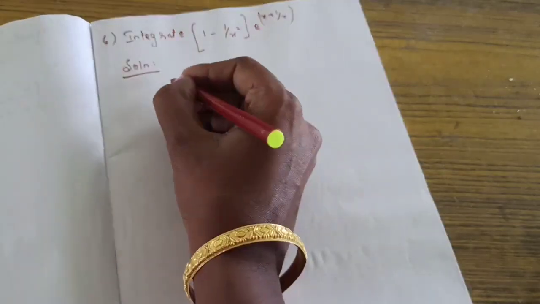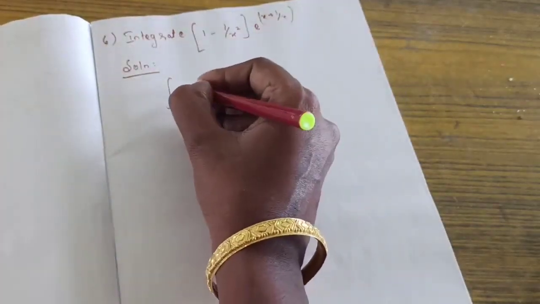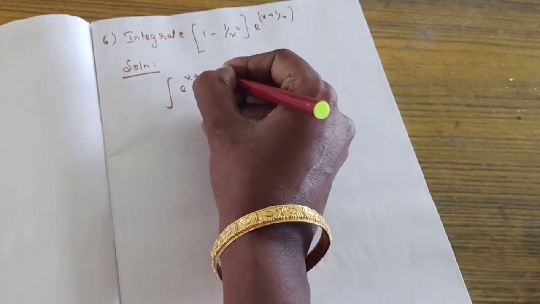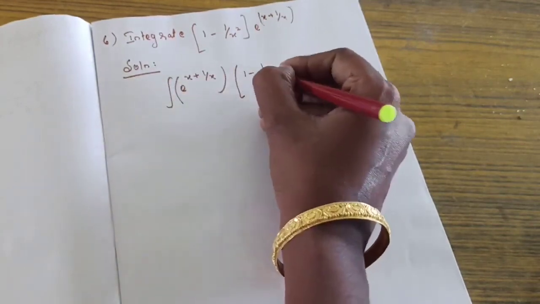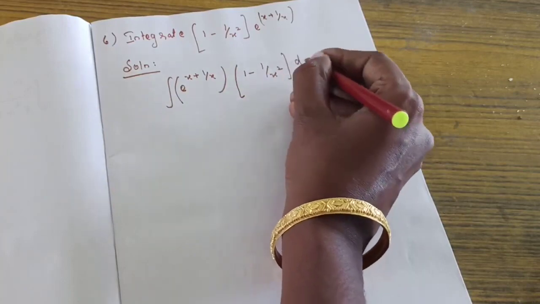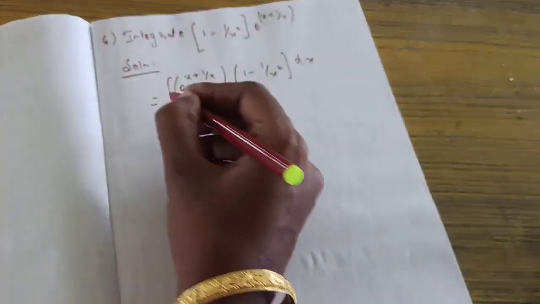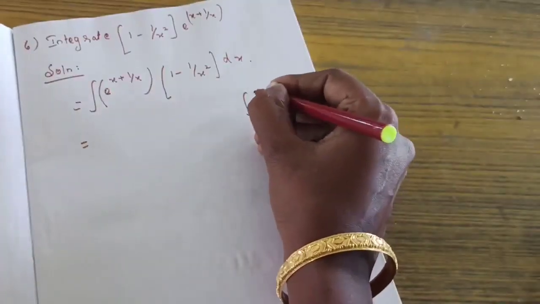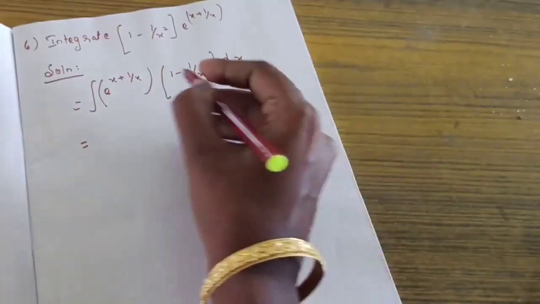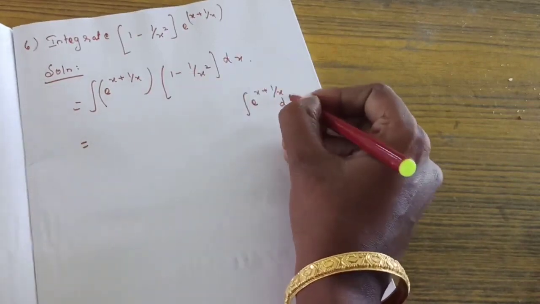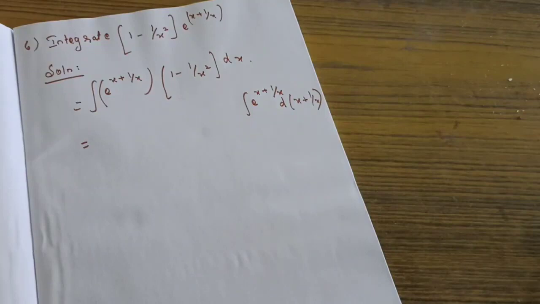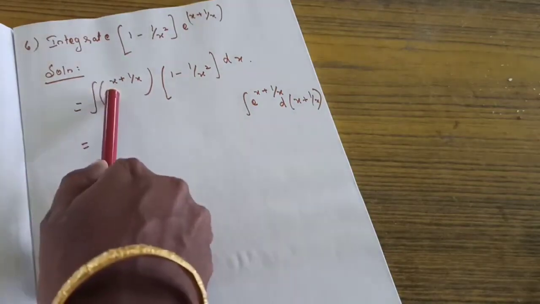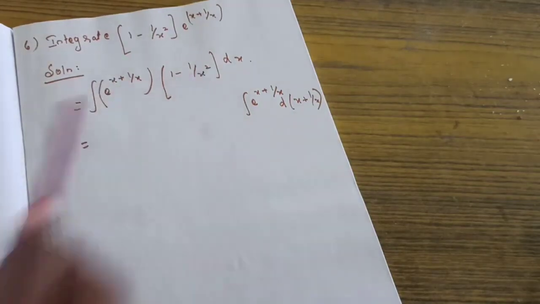Okay, so we can write like this. We can bring this to here, that is e power x plus 1 by x. I am rewriting this as x into 1 minus 1 by x square dx. So that's equal to integration of e power x plus 1 by x into, this one we can write as differentiation of x plus 1 by x. Got it? So you keep it in mind, the differentiation of x plus 1 by x is 1 minus 1 by x square.